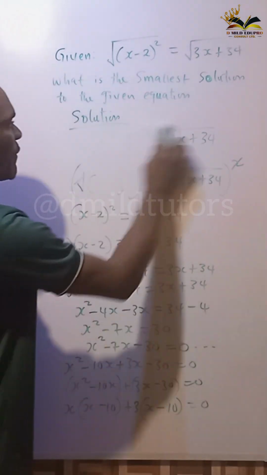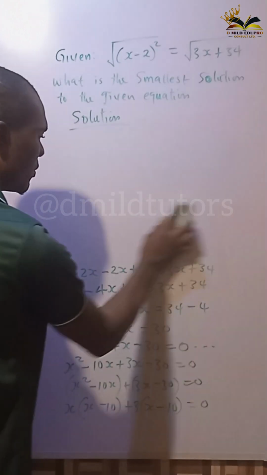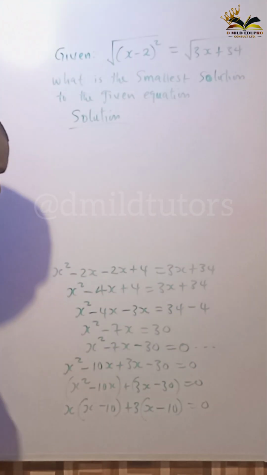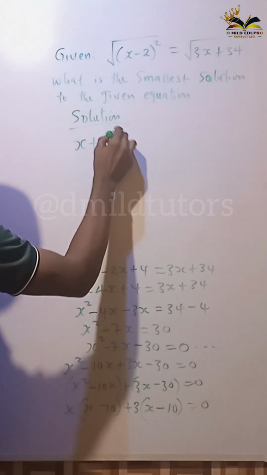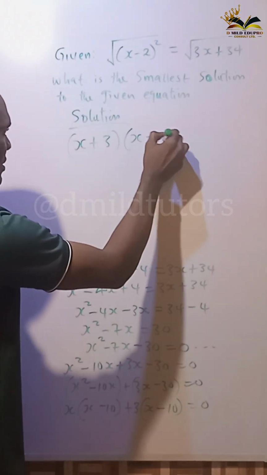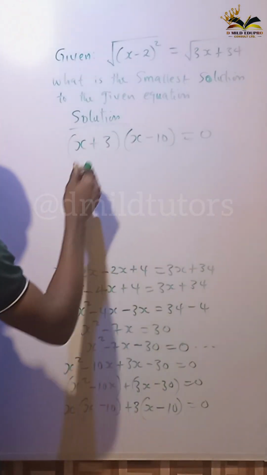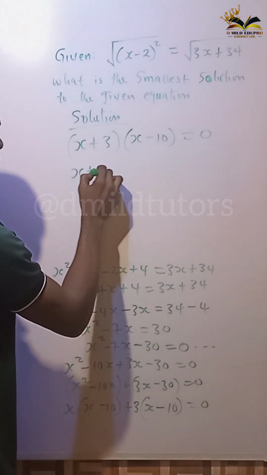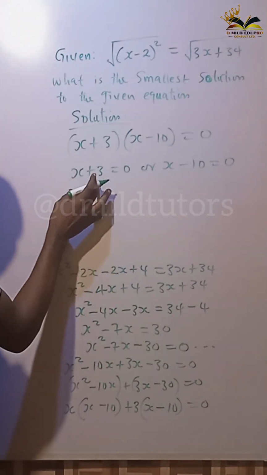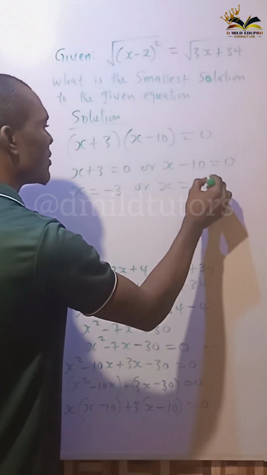So let me clean from here and then we can finish up the problem. Sorry, it's a long one, but it's worth it. So we pick this and this now, which is x plus 3, and then we pick one of the x minus 10 factors because they are the same. Everything equals 0, so we equate each to 0. We have x plus 3 equals 0, or x minus 10 equals 0. So this becomes x equals minus 3 or x equals plus 10.